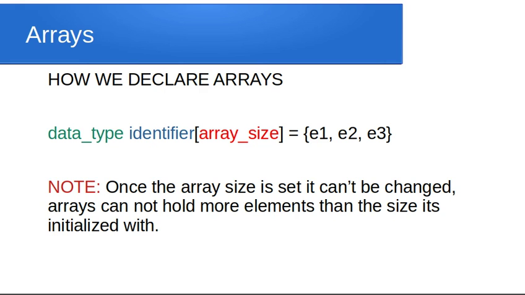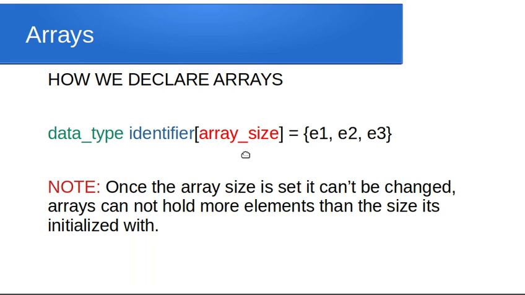So let's look at how we can declare arrays. To declare an array, we just have to specify a data type. The data type determines the type of the elements that will be stored inside the array. If you create an array with a data type of character, then you can only store characters within that array. If you create an array of data type integer, you can only store integers in that specific array. So you have to specify the data type, then an identifier of your choice, and then the array size.